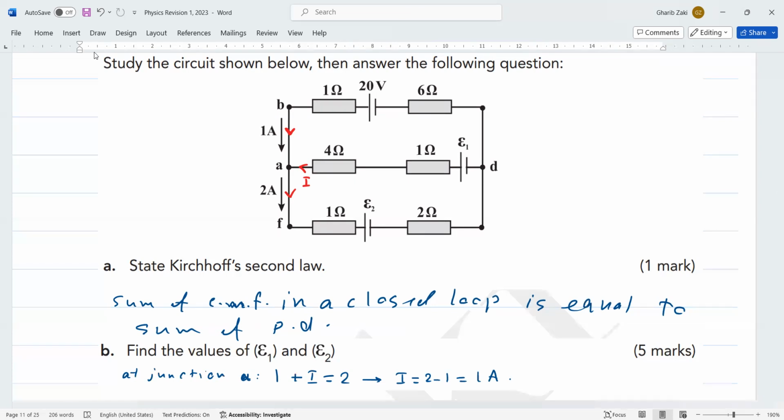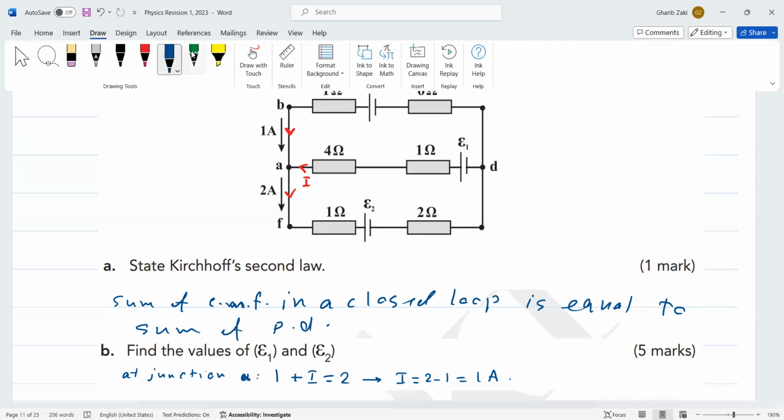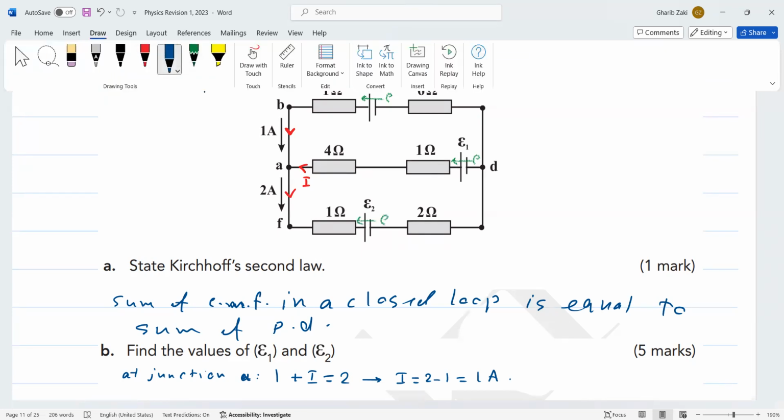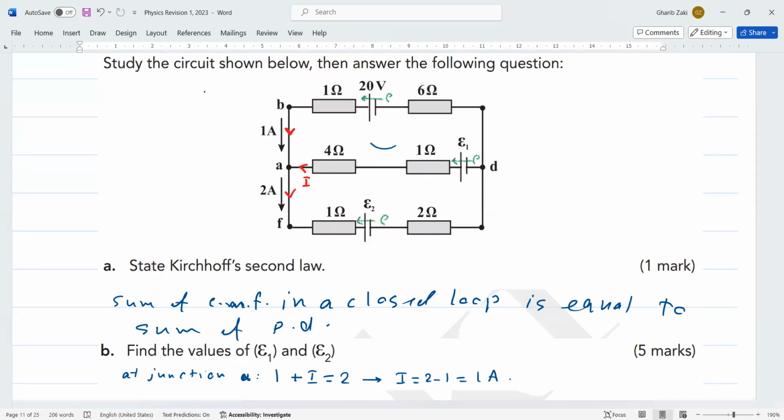Second step, put the direction of electron flow. The direction of electron flow is separate from the direction of the loop. So this is the direction of electron flow. It's from negative to positive. This is the direction of electron flow. Now we choose the loop. You can write here loop 1. We take this. So in the exam, you can draw this loop. So we say loop 1.